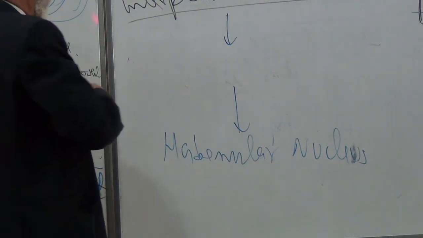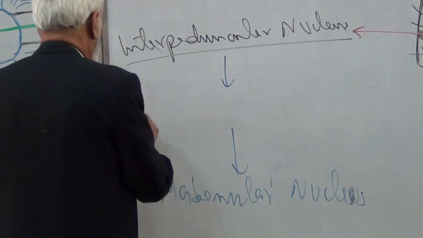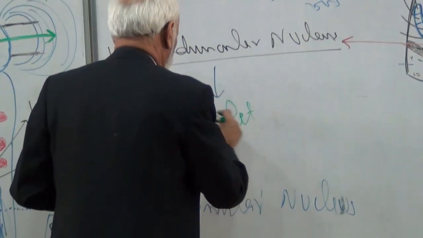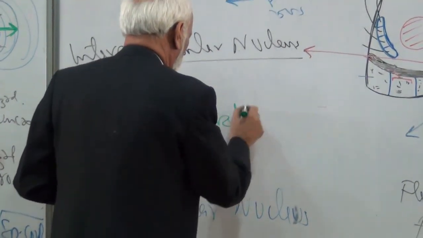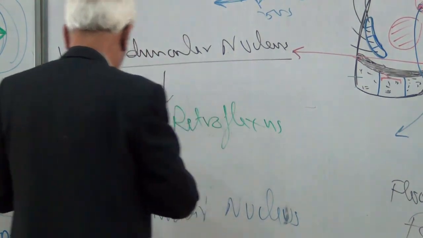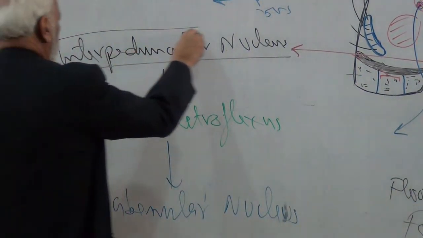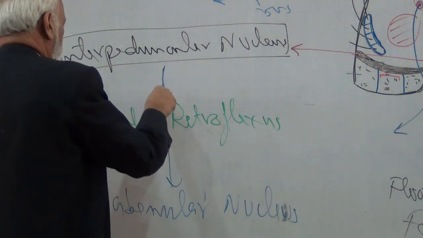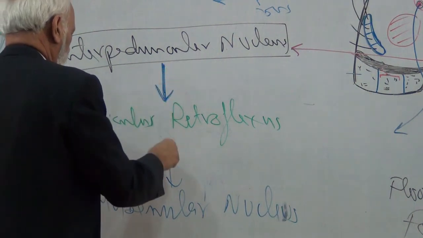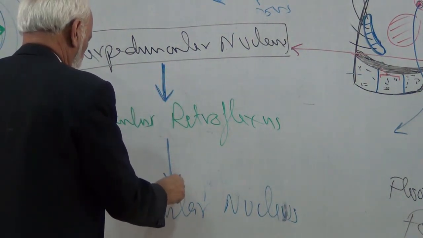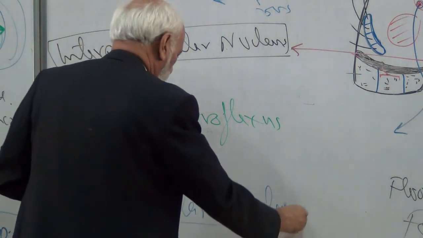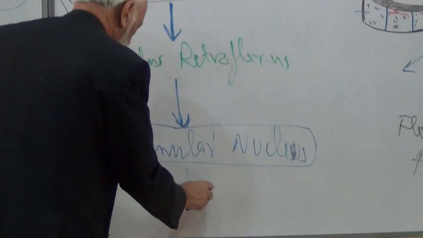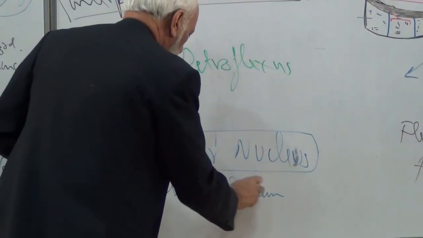Through the fasciculus retroflexus. The interpeduncular nucleus, through a bundle of nerve fibers known as the fasciculus retroflexus, is connected with the habenular nucleus, which is an important part of the limbic system. And already we discussed this in our previous lecture.